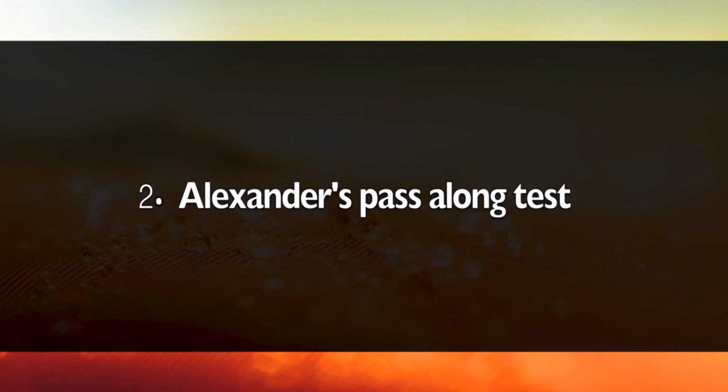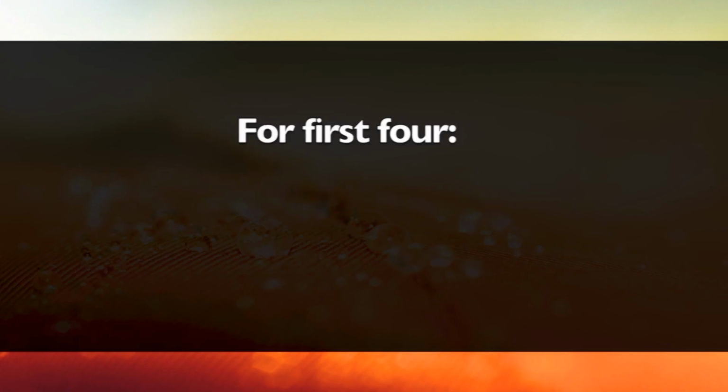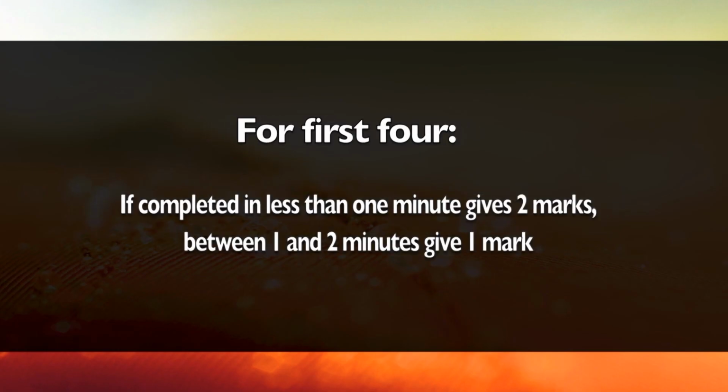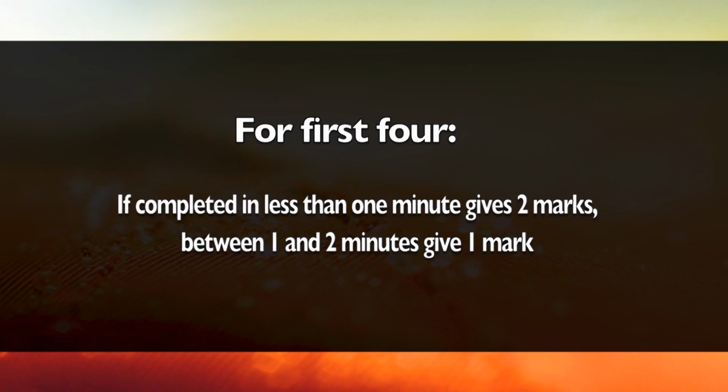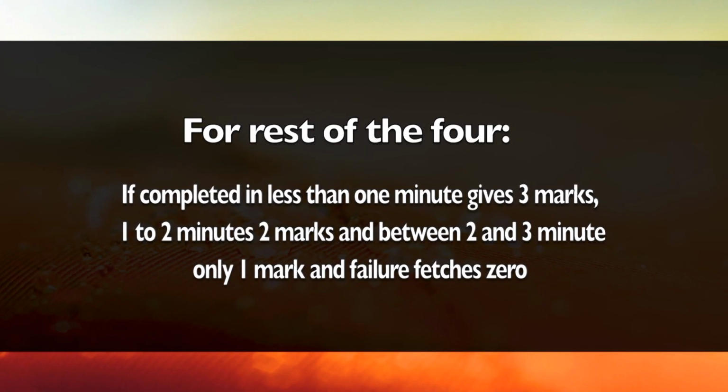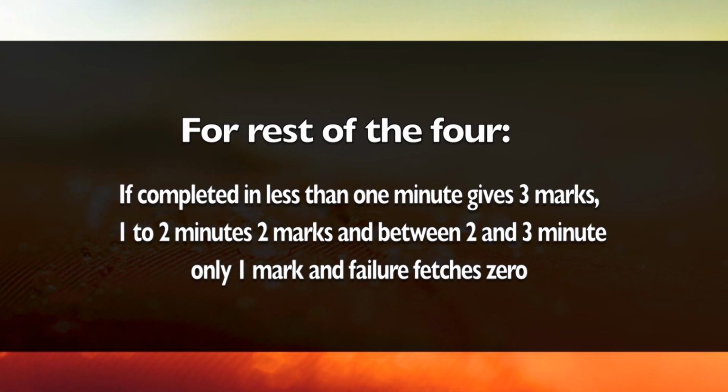Number 2, Alexander's pass-along test. For the first 4, if completed in less than 1 minute, it gives 2 marks. Between 1 and 2 minutes, it gives 1 mark. For the rest of the 4, if completed in less than 1 minute, it gives 3 marks. Between 1 to 2 minutes, 2 marks, and between 2 and 3 minutes, 1 mark, and failure fetches 0.